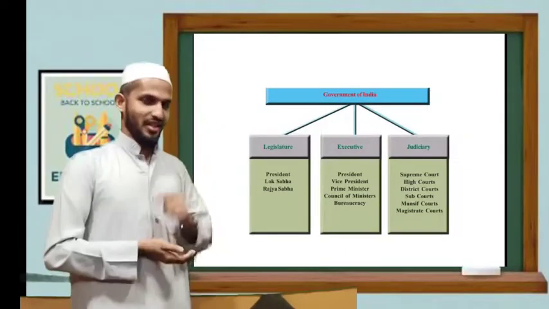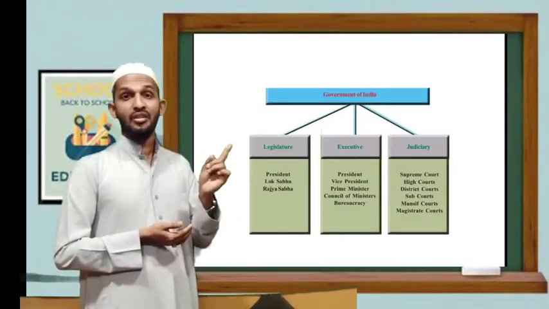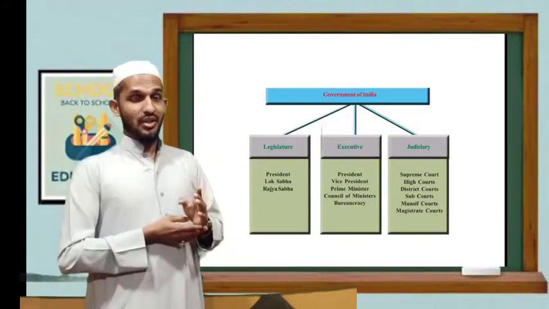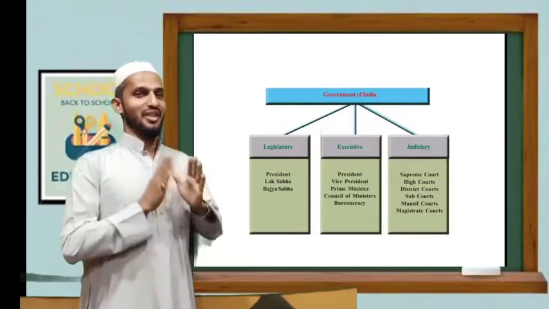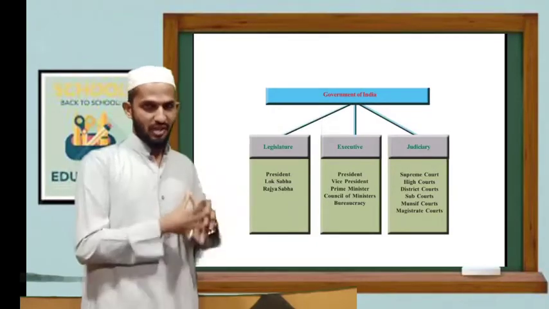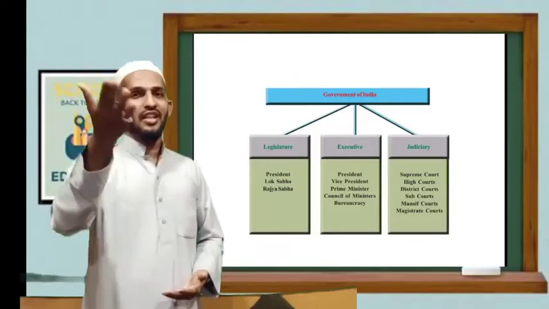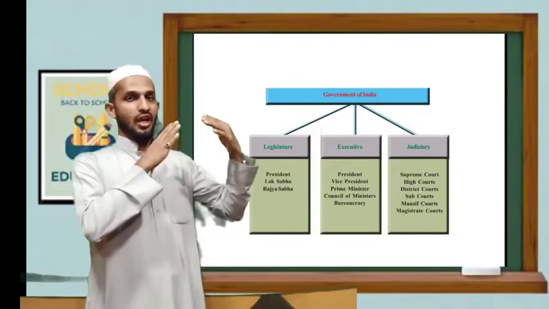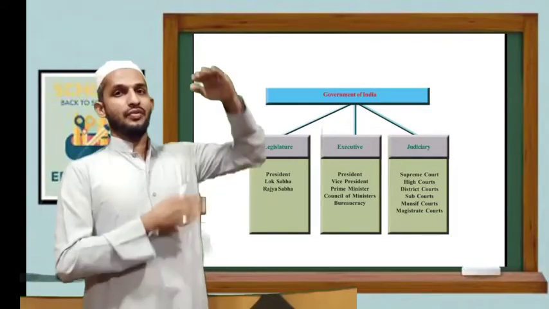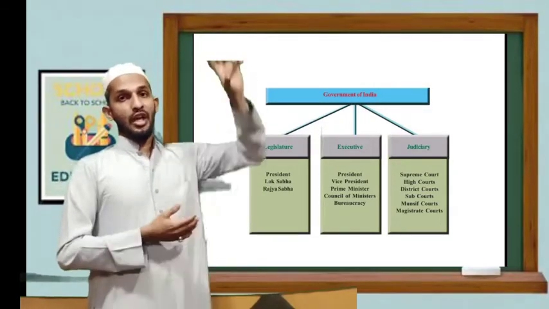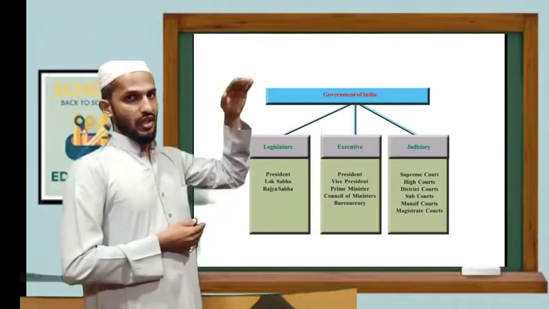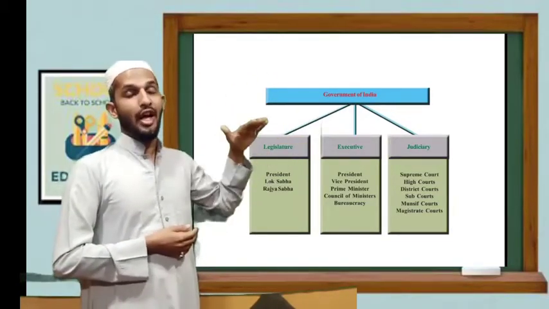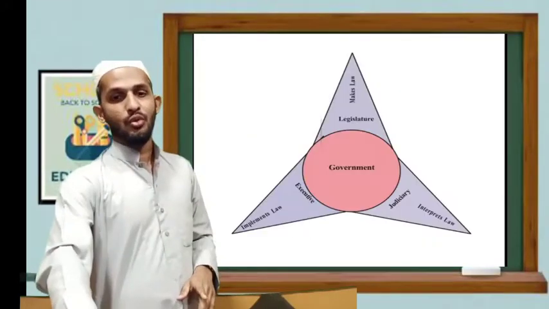There is also the president. So the president is not a part of our Parliament, but he is in the Parliament. In the executive, the foremost one is the president, then the vice president, then the prime minister and the council of ministers, and last the bureaucracy. And the third one, judiciary. Our judicial system consists of levels from top to bottom. At the top is the Supreme Court, then the High Court, then the District Court, subordinate courts, municipal courts and magistrate courts.